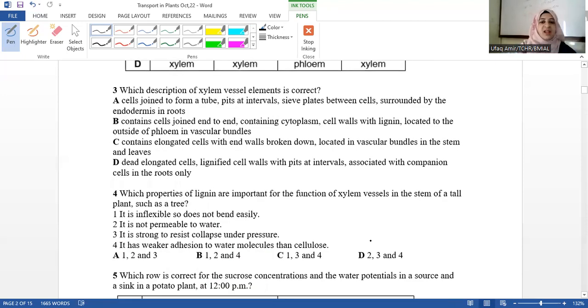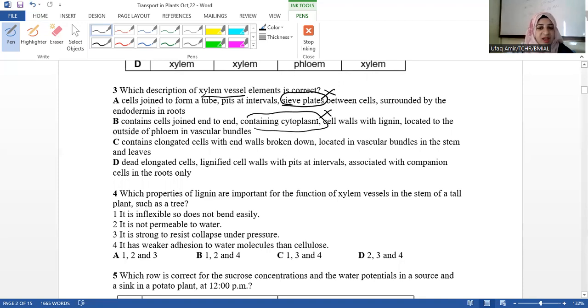Which description of xylem vessel elements is correct? Cells join to form a tube, with pits at intervals, because within the cells which are differentiating into xylem, the plasmodesmatal connections are converted into pits. So there are pits at intervals for the flow of water and minerals. Sieve plates between cells is absolutely wrong, because there are no sieve plates in xylem vessels. Cells joined end to end containing cytoplasm is also wrong. There's no cytoplasm in xylem vessels. They're completely hollow.